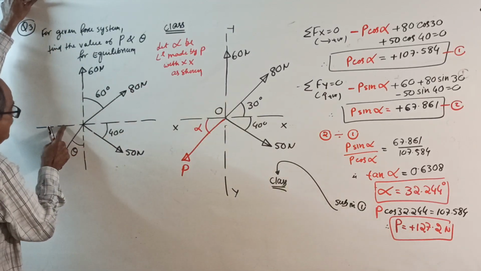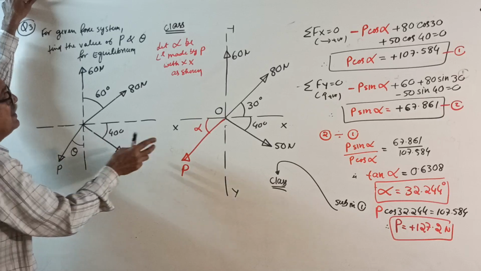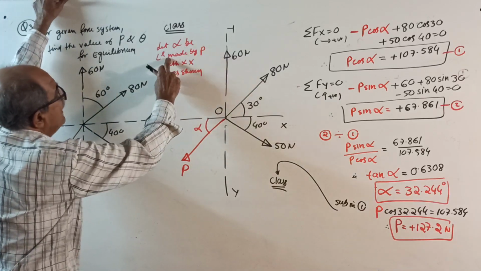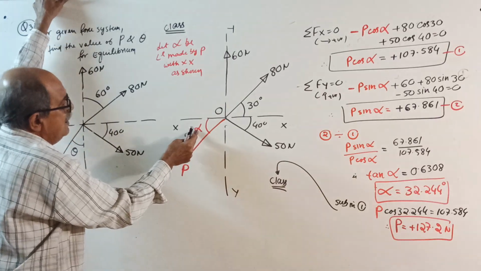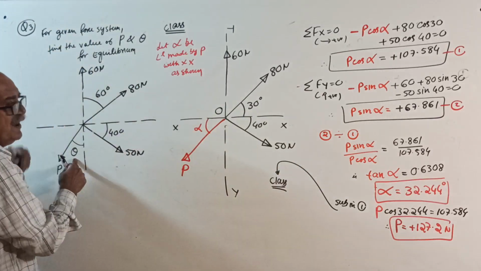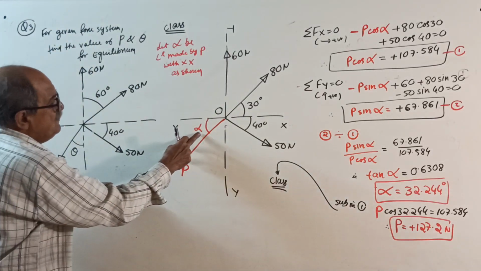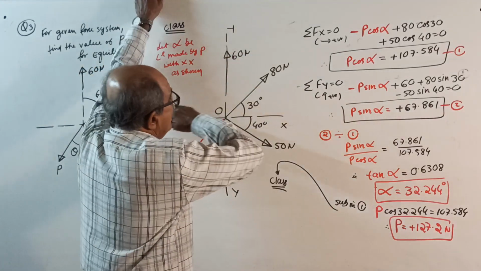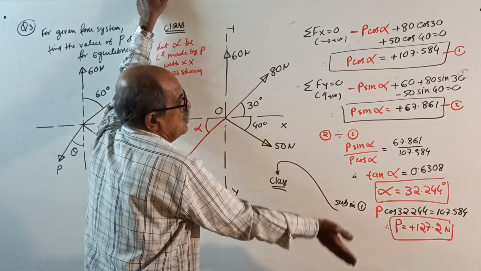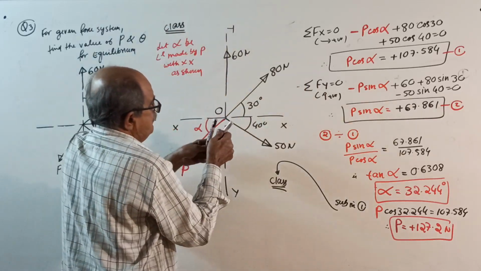They told theta is the angle with yy. So do one thing: don't call this 90 minus theta; let alpha be the angle made by P with the xx. First you find alpha, and once you find alpha, you can find theta. The unknown is alpha. Okay, now start. Sigma Fx equals 0. I already solved it because it is too simple.